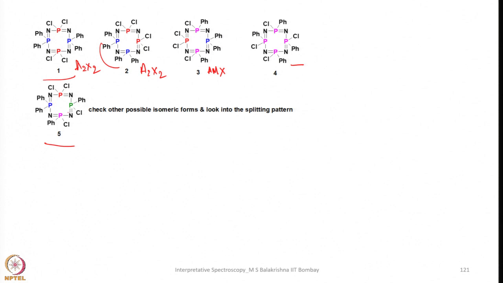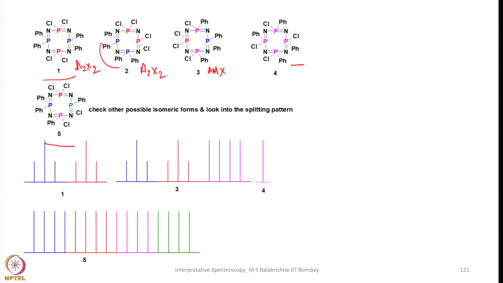And then here we also have four different types of phosphorus atoms, 1, 2, 3, 4, and each one of them has, of course, 1, 2, 3, 4 couplings. How they are going to look, we can look into it. The first one I have shown here is, as I said, an A2X2 spin system. We get these two in blue color coupling with two red colored phosphorus to give a triplet, and the same thing is true for the other set. So we get two triplets here.